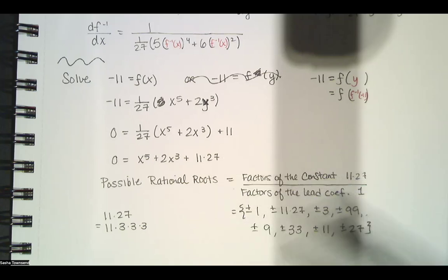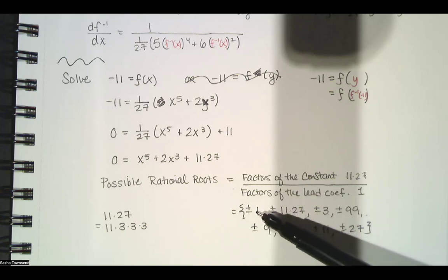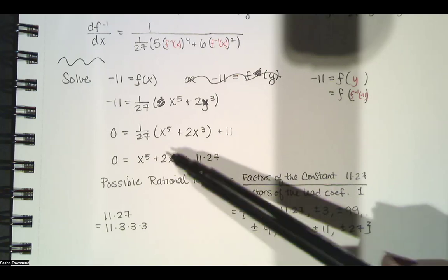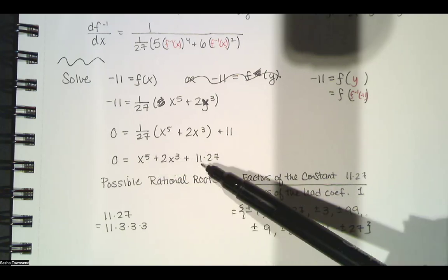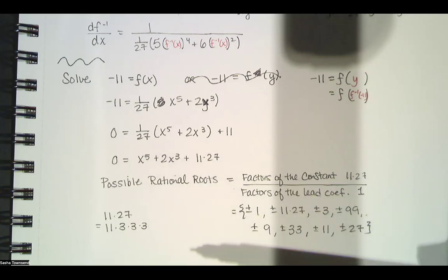So I said, okay, well, this is my list. I like to stick with small integers. I would normally try plus or minus 1 just in my head to substitute 1. Well, I get 1 plus 2 plus that number. It's definitely not 0, right?